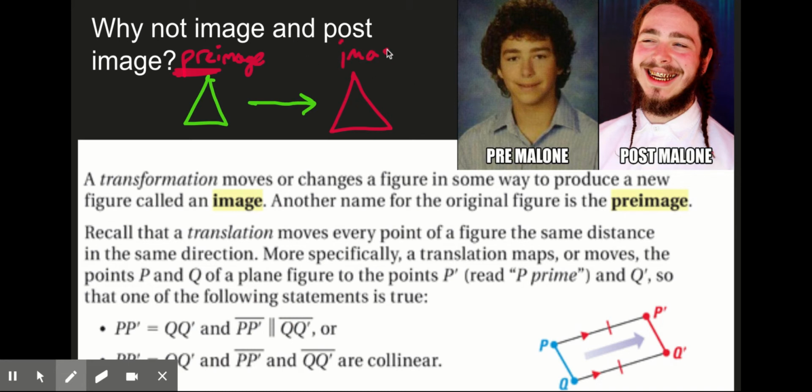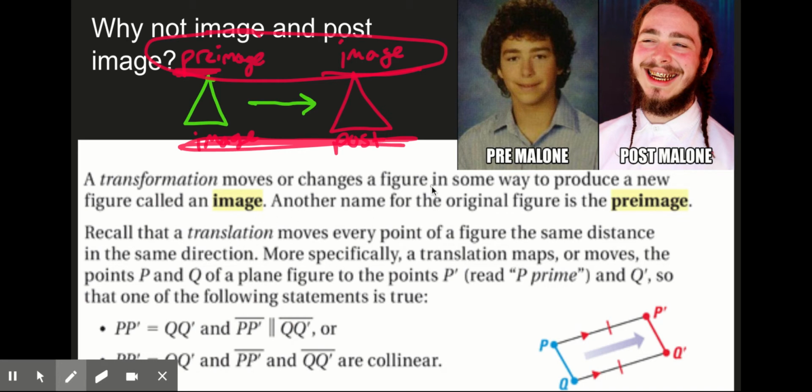It becomes your answer. So the change is what causes it to then be our image, as opposed to an image having an image and then turning it into a post image. They don't have us do that. I don't make the rules, so you got to understand. Pre-image is what you start with, image is what you get.